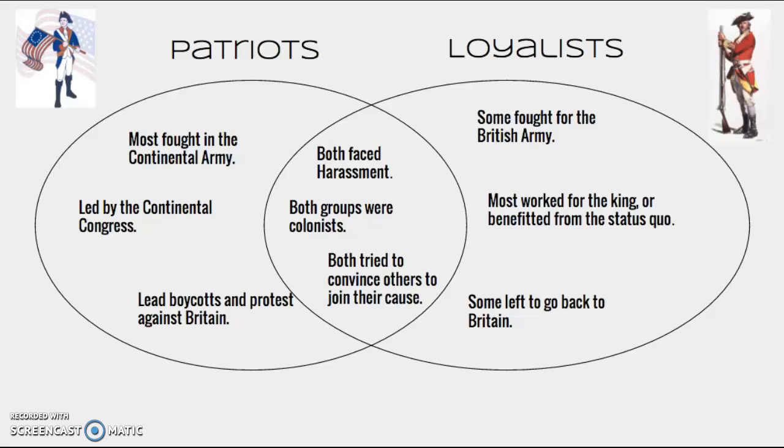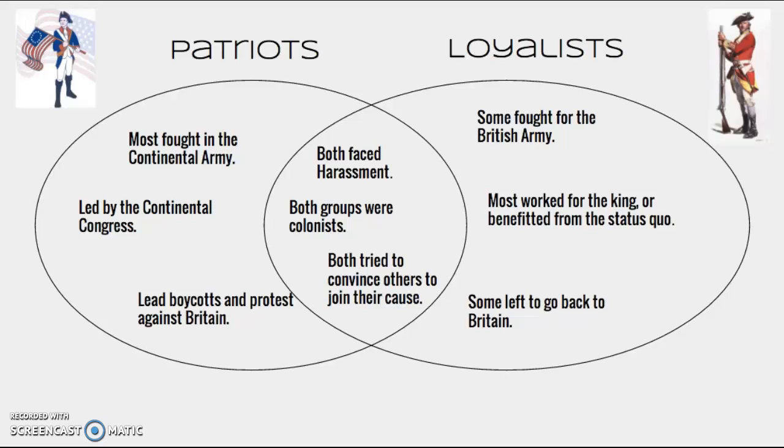You guys know about those boycotts and protests that they led, and those were all Patriot-led. So some of the similarities that they have together: both groups were colonists. Okay, that's hard for some people to grasp, but both the Patriots and Loyalists were all colonists.